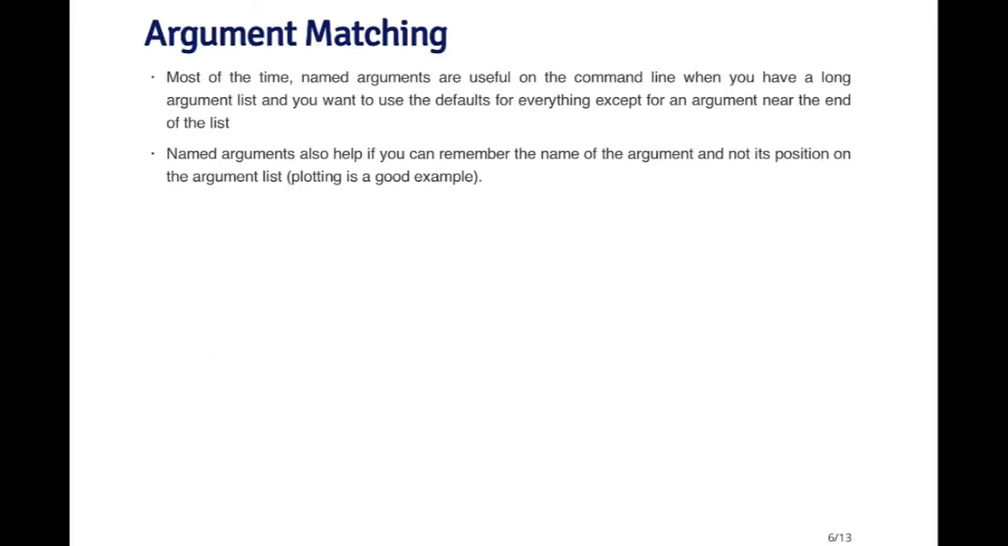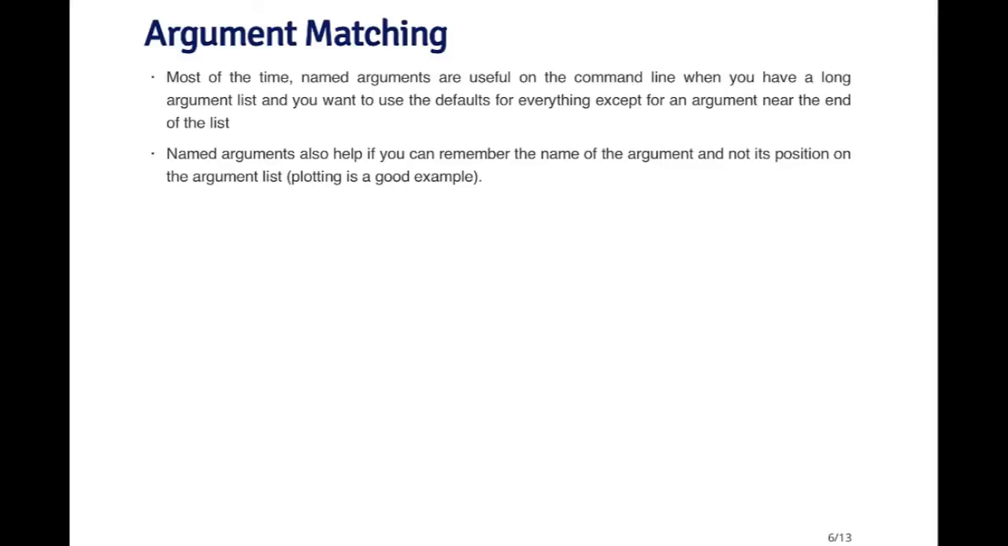Most of the time, named arguments are useful on the command line when you have a long argument list and you want to use the defaults for everything except for one of the arguments, which may be in the middle or near the end of the list. You usually can't remember exactly which argument it is, whether it's the 4th or the 6th or the 10th argument on the list. So you just call it by name, and that way you don't have to remember the order of the arguments on the argument list.